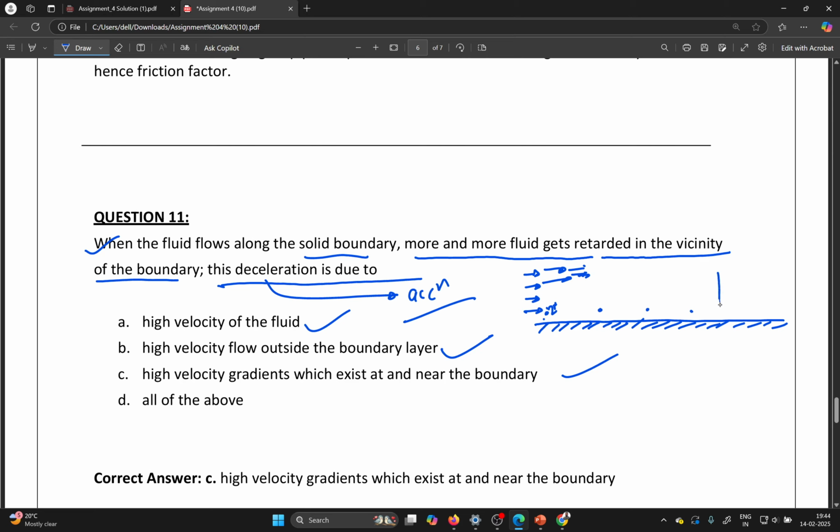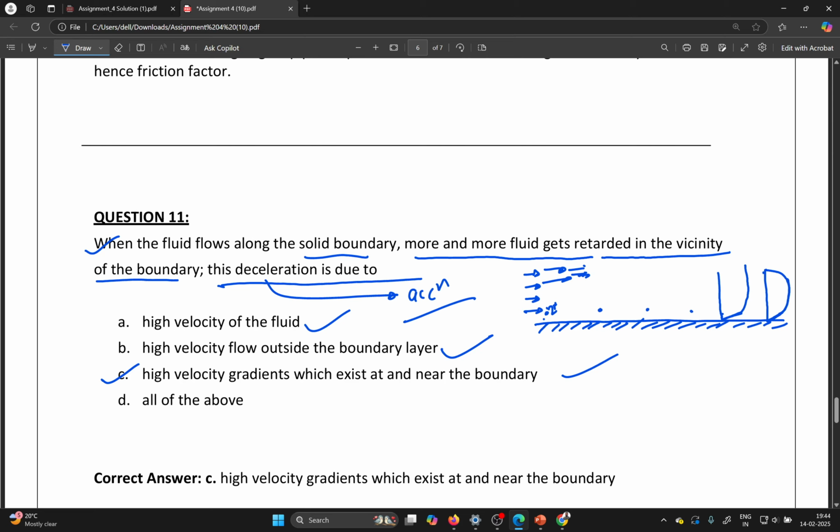As you know already, in case of turbulent flow the gradient is steep at the bed level, that is near the wall, and then it is logarithmic. In case of laminar flow also there is a high gradient, and then it is parabolic from the very beginning, but here the gradient is high, as you can see. So always remember, option C will be correct for question number 11.